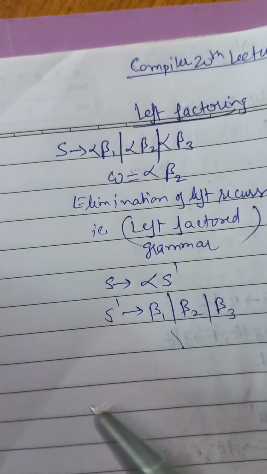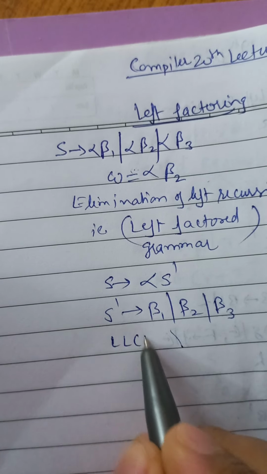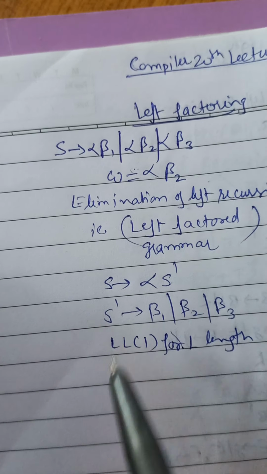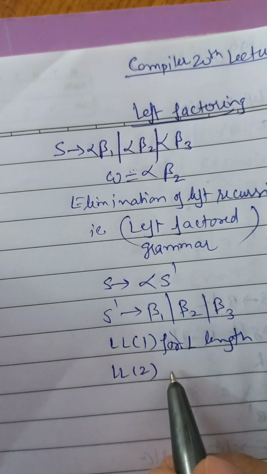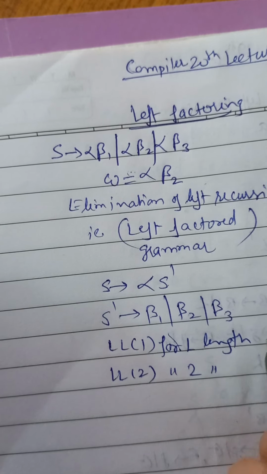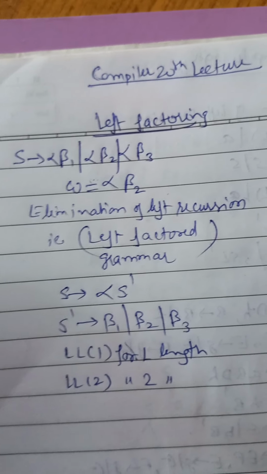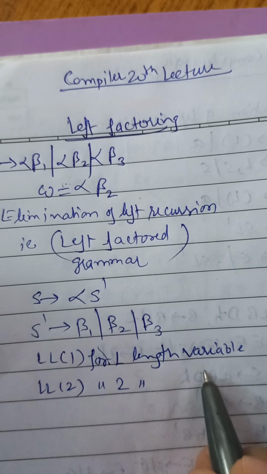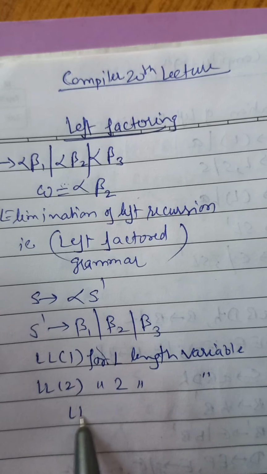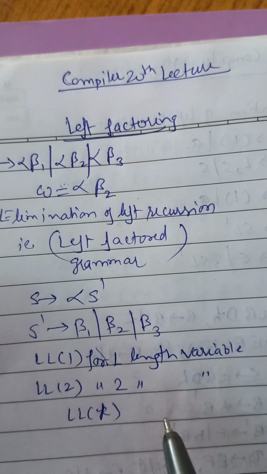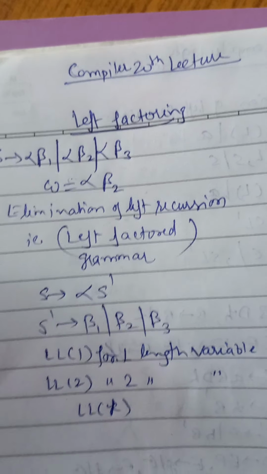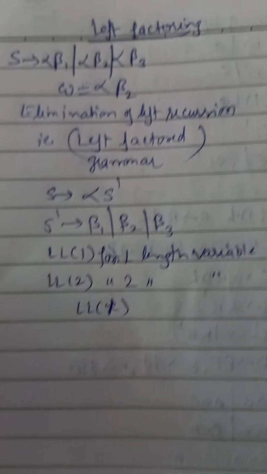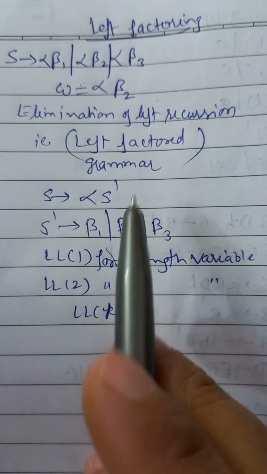In that way, if it is an LL1 grammar, this is for one length variable, and if it is an LL2 grammar, then this is for 2 length variables, and so on. If it is an LLK grammar, then more variables come into the picture. This depends upon the grammar, right? What kind of grammar we are exactly using. So in that way, we can remove the left factored grammar.